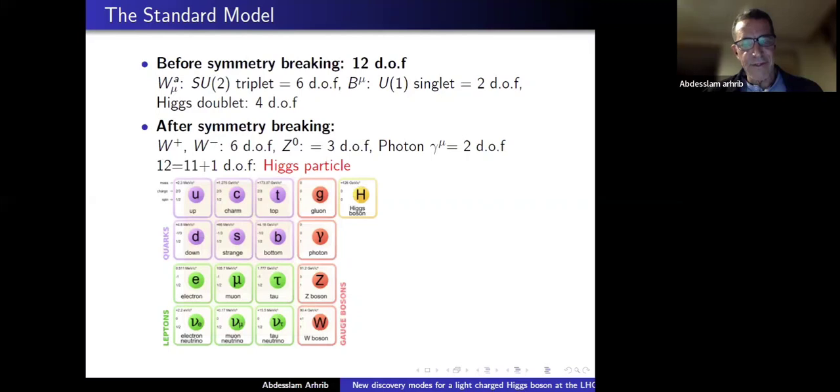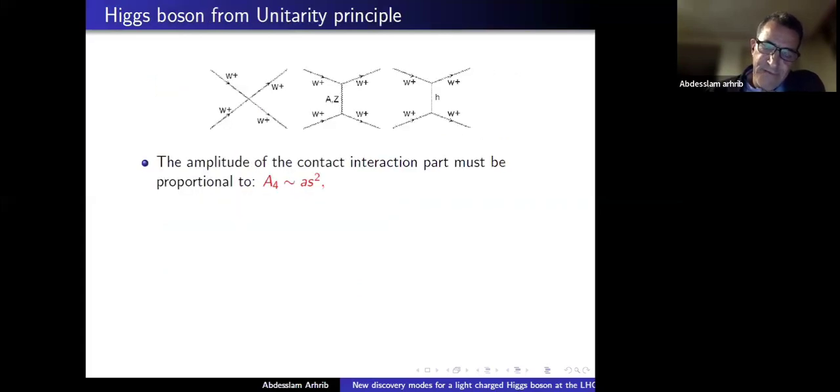If you want to have the balance between before and after the symmetry breaking, there is one particle which should show up. And this is what we discovered in 2012 after many, many years of investigation at LEP, Tevatron, and also at the LHC. It was discovered in 2012 by ATLAS and CMS. Okay, next slide. So now we have experimental proof, but I will try to convince you that just using the unitarity principle, this particle exists.